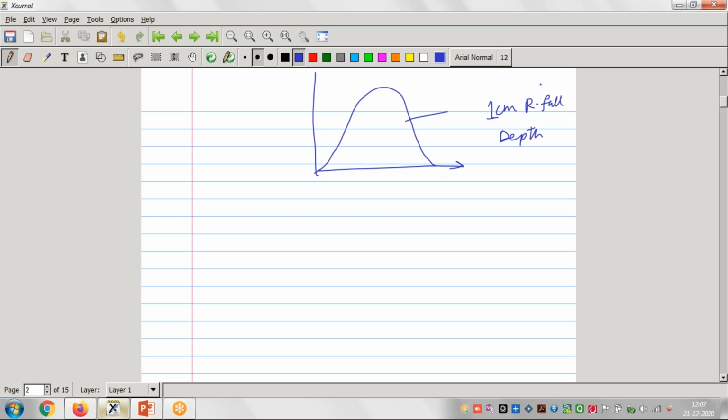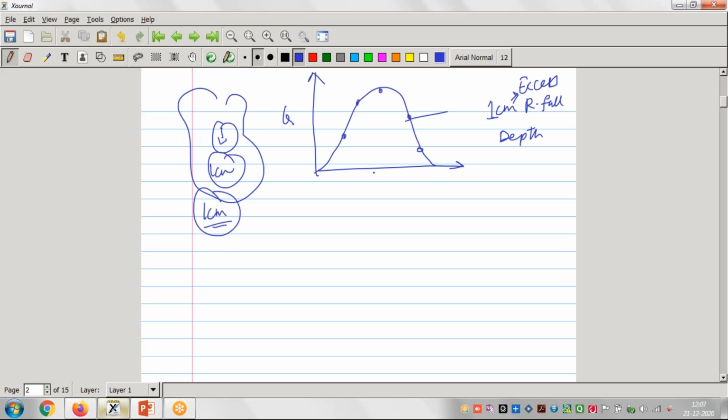Rainfall depth, or 1 centimeter excess rainfall depth, right? So when in the catchment, only 1 centimeter of rainfall occurred, and through this 1 centimeter rainfall, this hydrograph is drawn, right? So this is Q, and this is the time in hours, right? So this graph will be called the unit hydrograph.